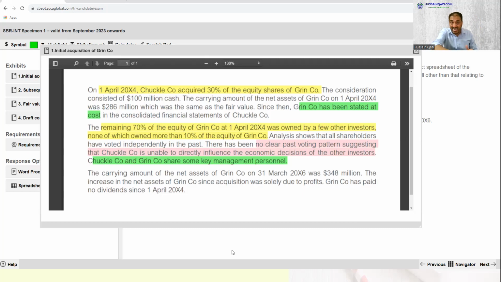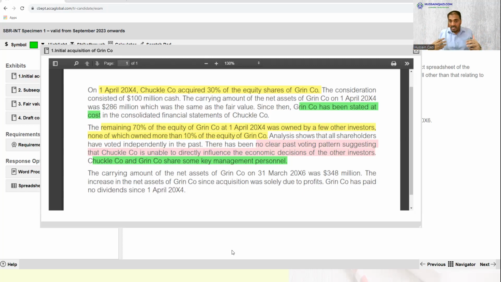But second paragraph, last green point. Chuckle, the investor, and Grin, the investee, share key management personnel. If investor and investee share some key management personnel, that's a reflection of control. So some judgment is required here. One point, no control. One point, control. But the middle highlighted point: no clear past pattern suggesting that Chuckle is unable to influence the economic decisions of the other investors.